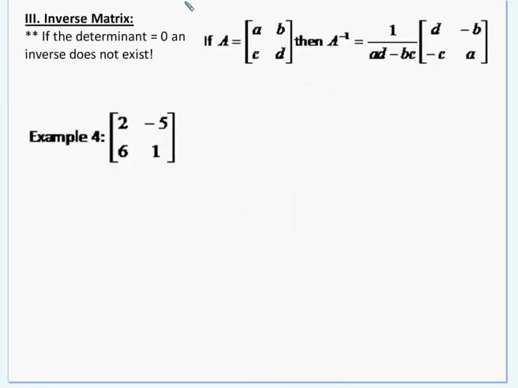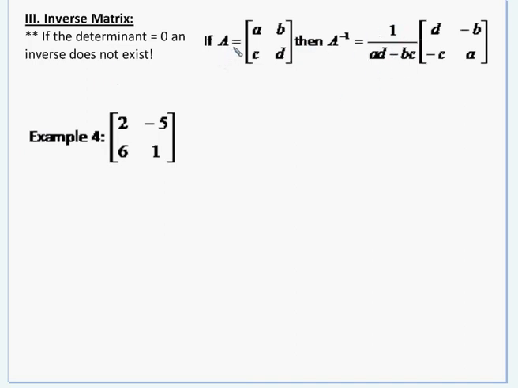So now I was talking about inverses. With an inverse, we have to understand what the determinant is again. We're just going to be doing inverse matrices on 2 by 2s. Now, if the determinant is equal to 0, an inverse does not exist, because if you look at the formula here, 1 over 0 is undefined.